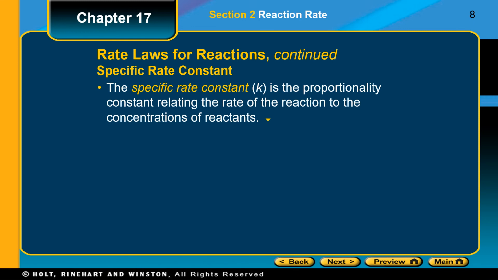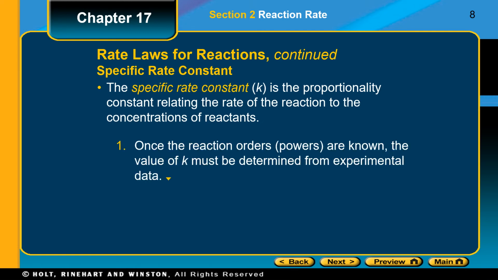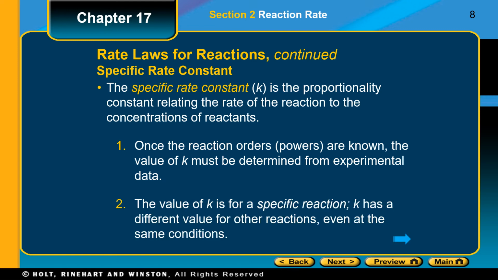The K that we had in our previous equation is a specific rate constant, and it's the proportionality constant that relates the R on the left side with the concentrations on the right side. And once the reaction orders or powers, in other words, those little numbers that you have as exponents after each concentration, once you know that, then you can actually calculate the value of K. And what you use for that, you would use numbers that you had recorded or gathered by doing an actual experiment. And the value of K is for a specific reaction.